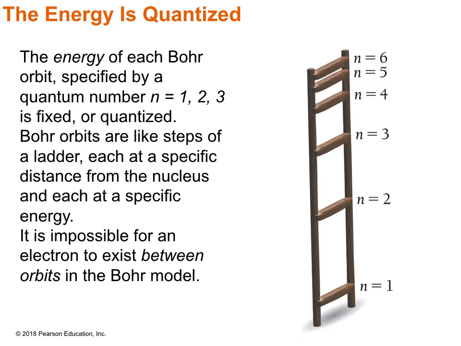Just like steps on a ladder, Bohr orbits are at fixed distances from the nucleus. And the further away you are from the nucleus, the higher energy you have. This energy is specified by a quantum number, n. Just like when you climb a ladder and your feet cannot be in between 2 steps, electrons cannot exist between 2 orbits. They must exist within an orbit, and they possess the energy that is specific to that orbit. And this essentially is the Bohr model.